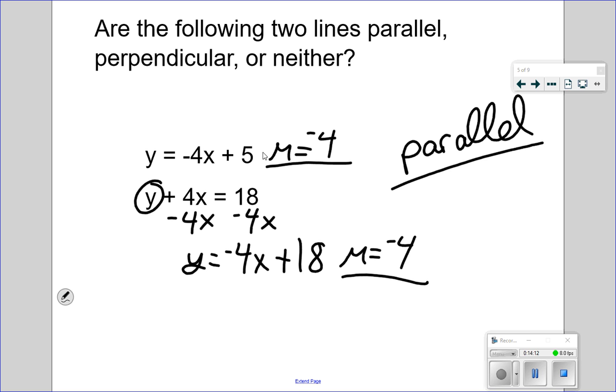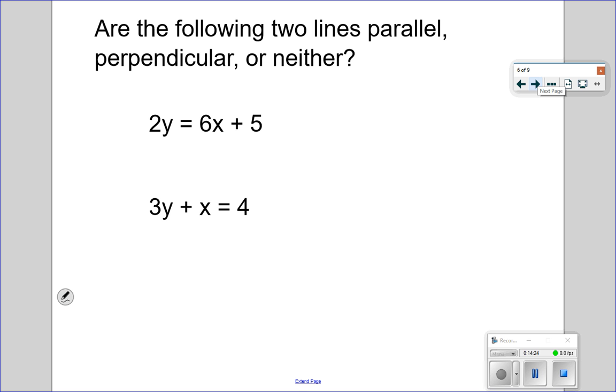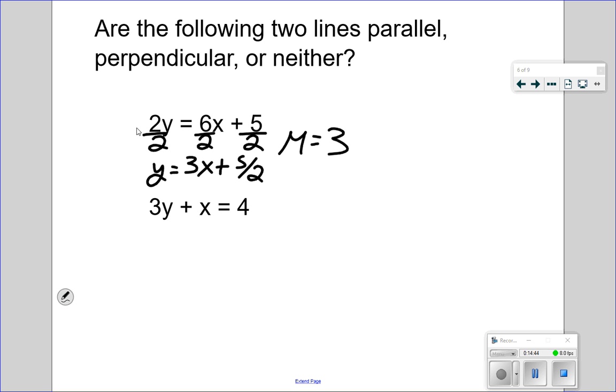But you can't assume you know unless you have y isolated and it's in slope-intercept form. Then you can just pick out the slope, and if they're the same, it's parallel. All right, here's another example. We need to get y by itself to know what these slopes are, to know if we have parallel or perpendicular lines. So in this one, I need to divide everything by 2 to get y equals 3x plus 5 over 2. So in this first example, the first line, I have a slope that's +3.